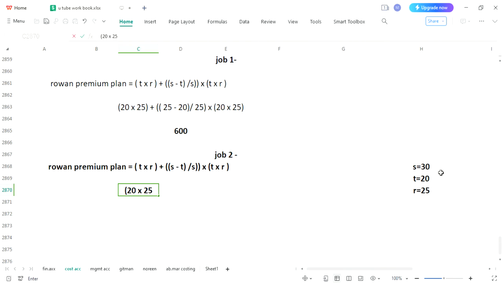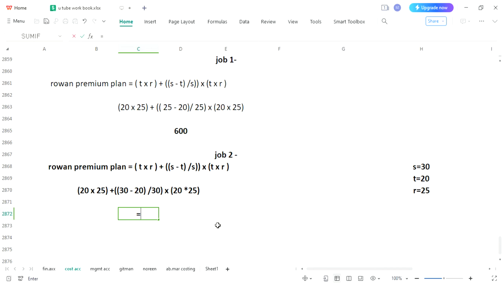Look, everything is written over here, STR, and you will be following this formula, so keep your focus here. Sign add, two brackets open, standard time was 30 in the second part, and time taken is 20, bracket closed, divided by standard time 30, again bracket closed, then the sign of multiplication, open bracket, time taken 20, and rate per hour is 25. Hopefully you have focused. Now we will put it on our calculator.